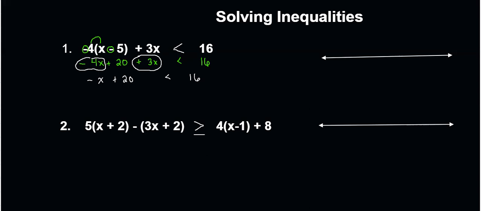If you want to, you can go through and change all your signs now so that your x is positive if you'd like. But if you do that, you got to change your inequality. Let's just do that, just for the heck of it. So I don't like to have a negative x, so I'm going to change all my signs. It's like multiplying through or dividing through by -1.